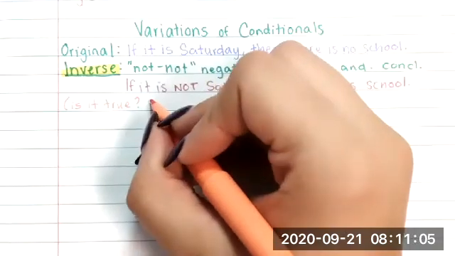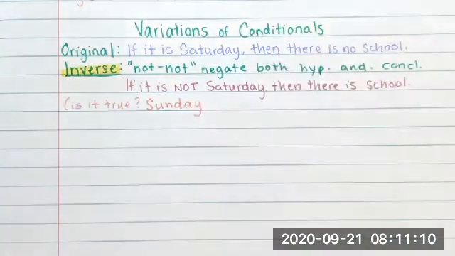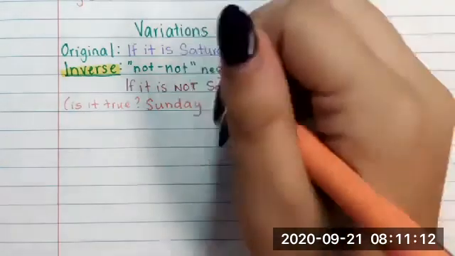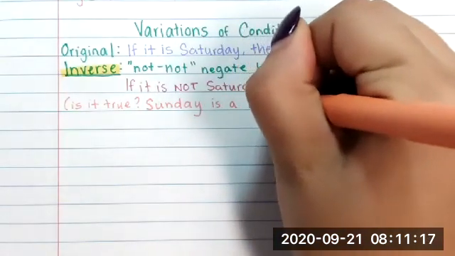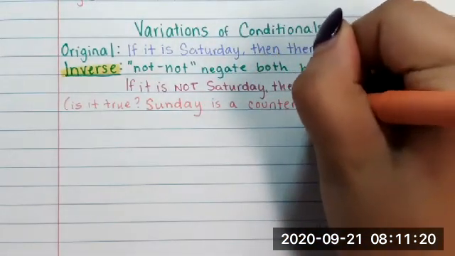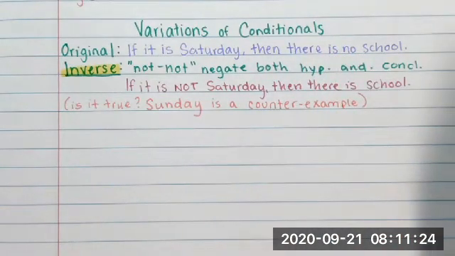So we could say Sunday is a counterexample, which means that the statement above is false, because just because it isn't Saturday doesn't mean there's school. It could also be Sunday. I want my 2 days of the weekend. You can't take those away from me.